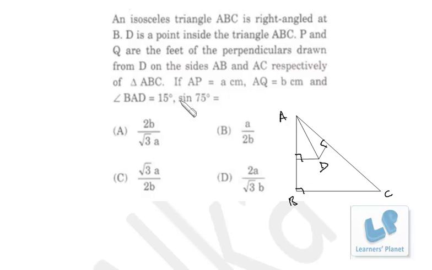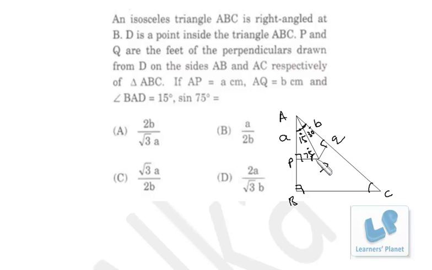Now these are the feet of perpendicular, this is point D, right? Now it is given that angle BAD is 15, that means this angle is 15 degree. Now what? See, this is 90, this is 15, that means this angle must be 75 degree. Okay, now this length AP is given to be A and AQ is given to be B, right? Now see this 90 degree, since AB is equal to AC, that means C must be 45 degree and this complete angle must be 45 degree. So if BAD is 15, that means this remaining part will be 30 degree, right?